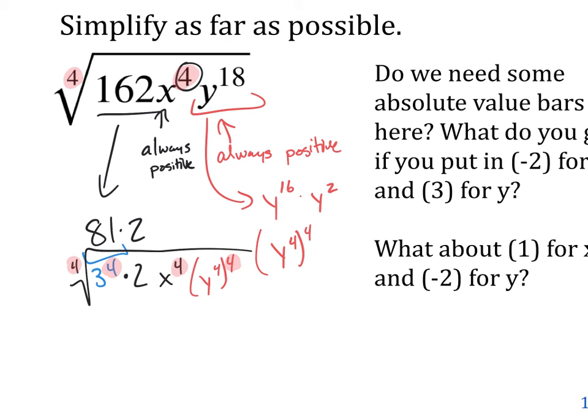Okay, so what do we get on the outside of the radical? We get our 3. We get our x. And we get our y to the fourth. Oh, I lost my y squared. So there needs to be a y squared in here also. Okay, so then inside the radical, what do I have left? Well, I have the fourth root of, I still have my 2, and I still have my y squared.